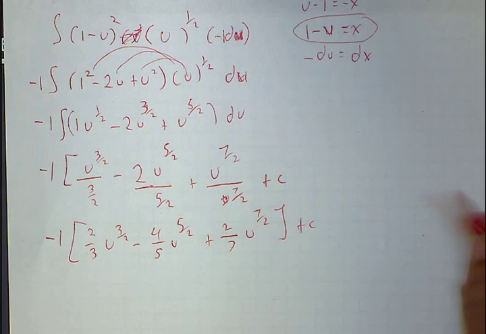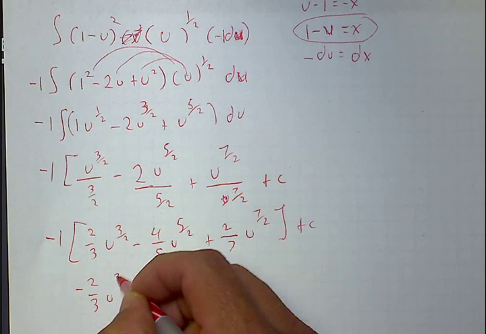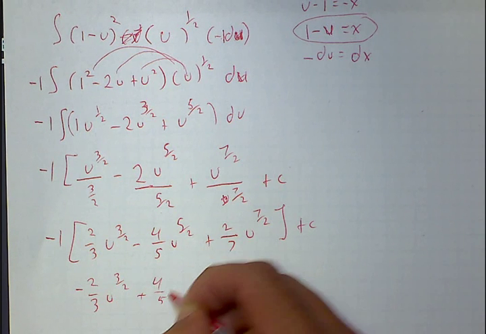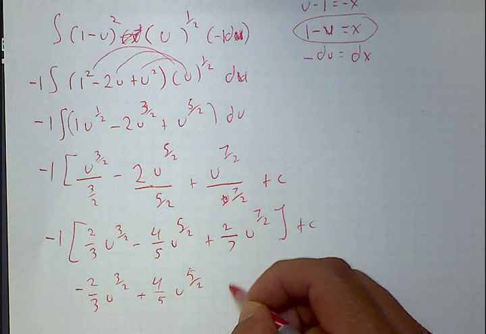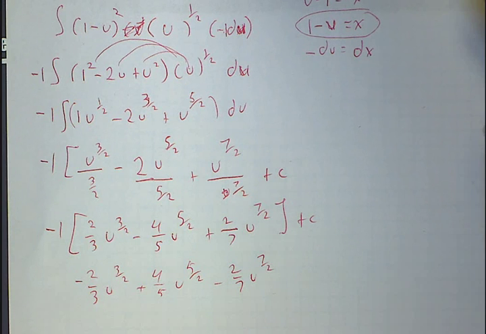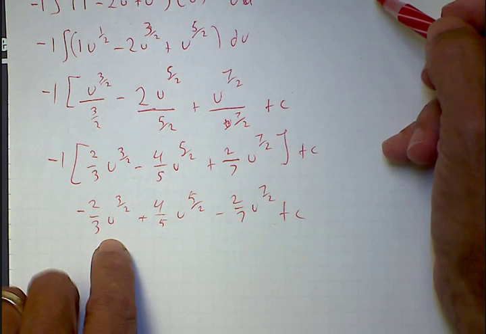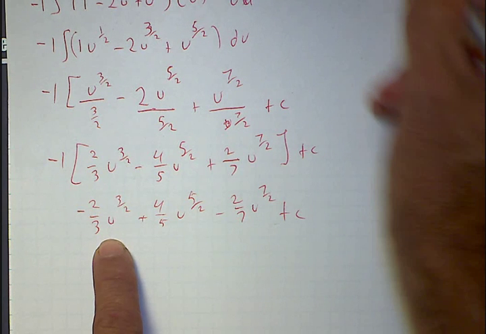Shoot the negative through. So -2/3 u to the 3/2 plus 4/5 u to the 5/2 minus 2/7 u to the 7/2. Okay? All right, at this point, I have an integrated answer. I can then replace the u with what u is. u is 1 minus x.